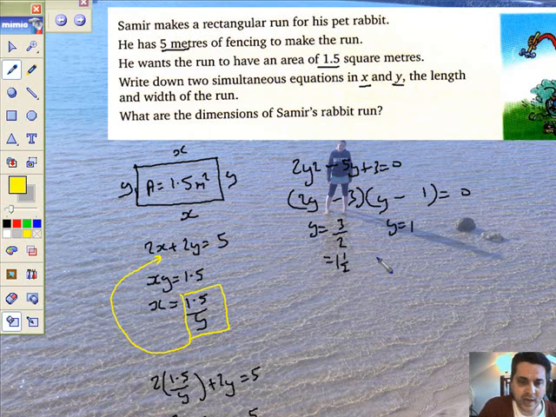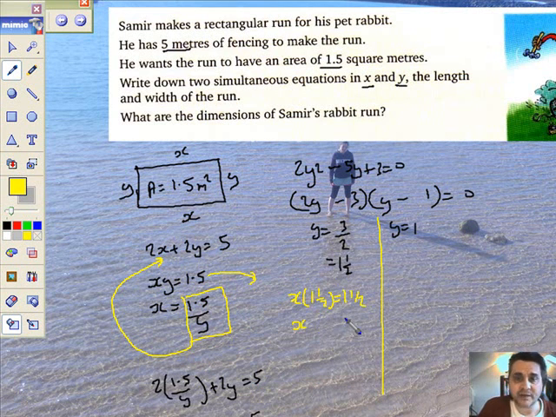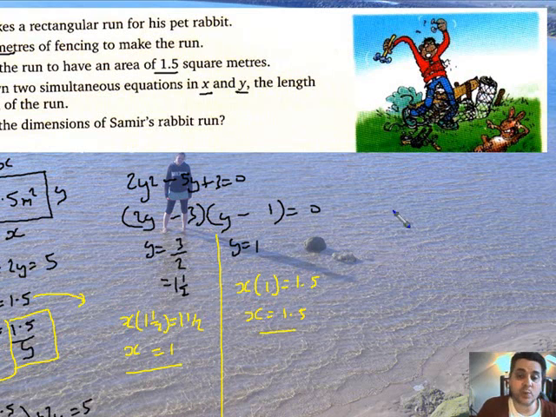Now, as is usual, we work out the corresponding x values by substituting into something quite simple. What if I use this equation here? I've got x multiplied by 1.5 equals 1.5. So x is going to be 1.5 divided by 1.5. x is 1 meter. Substituting in the other y, I've got x multiplied by 1 equals 1.5, so x equals 1.5. So what have I got? I've got y equals 1.5 when x is 1, or y is 1 when x is 1.5.